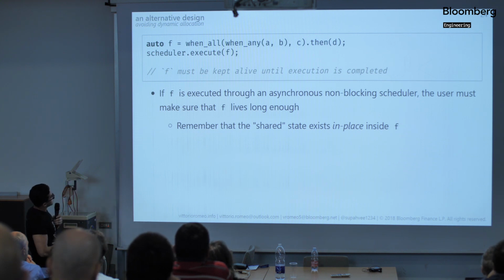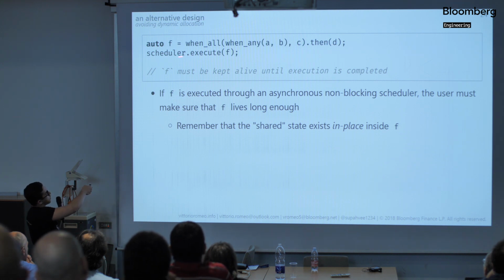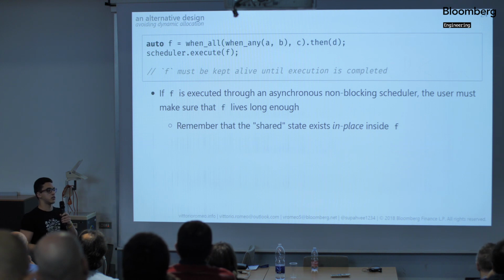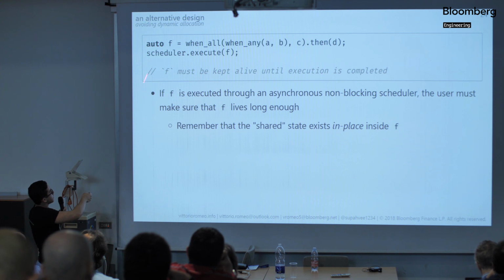And imagine now, this is what I meant by having to keep the object alive until execution is completed. So if the scheduler over here where we're going to execute our graph is asynchronous, so maybe it just launches F on a thread pool or on a separate thread, then there is no guarantee that F will be alive for some time in the future after we call execute, because this might be a non-blocking call.